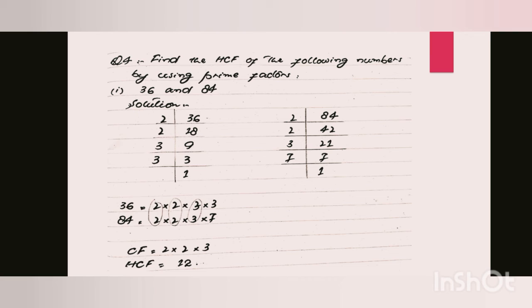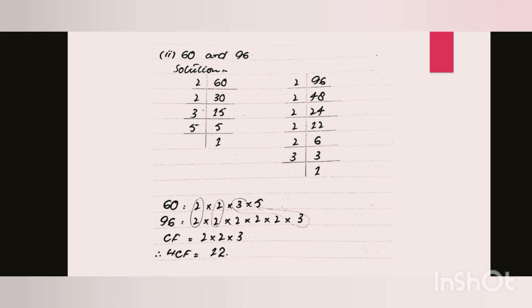The factors of 36 are 2 into 2 into 3 into 3, right? The factors of 84 are 2 into 2 into 3 into 7, right? So the factors which are common in both of these numbers are 2 into 2 into 3. Therefore HCF equals, we simply multiply all these three numbers, right? So 2 into 2 equals 4, and then 4 into 3 equals 12, right? So see the second part now, 60 and 96.